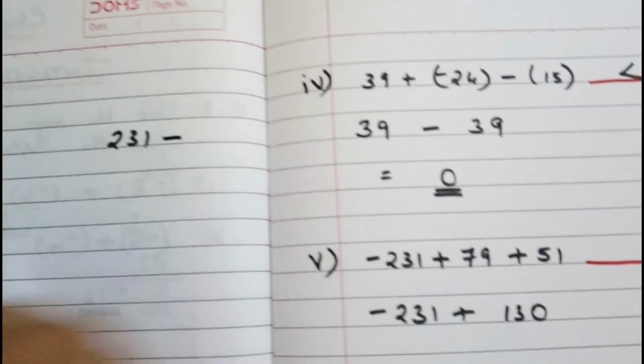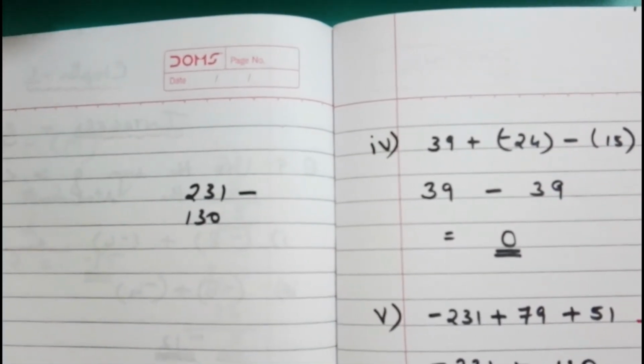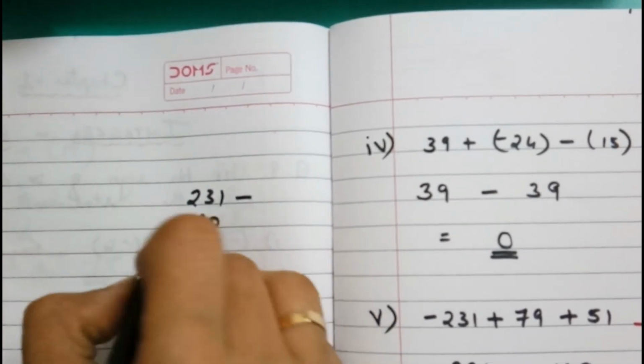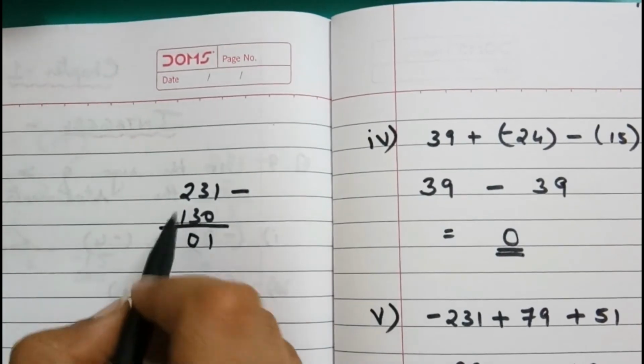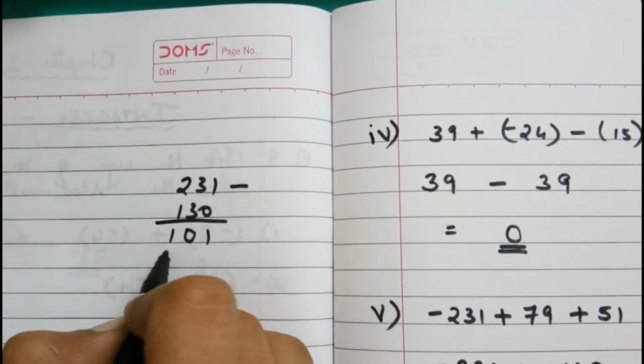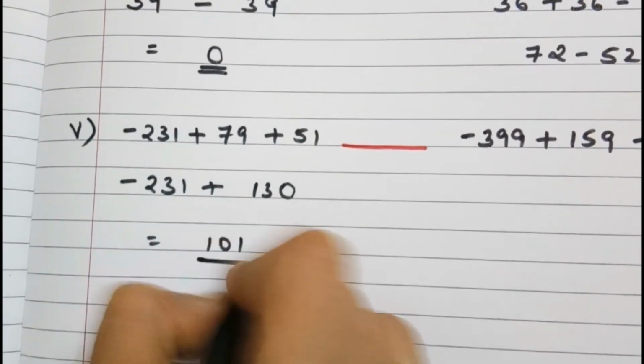Now 231 minus 130, let's just calculate that. 231 minus 130. Why? Because one is having negative and one is having a positive sign. So say here 1, 3 minus 3 is 0 and 2 minus 1 is 1. Answer here is 101. Let's see this side now.